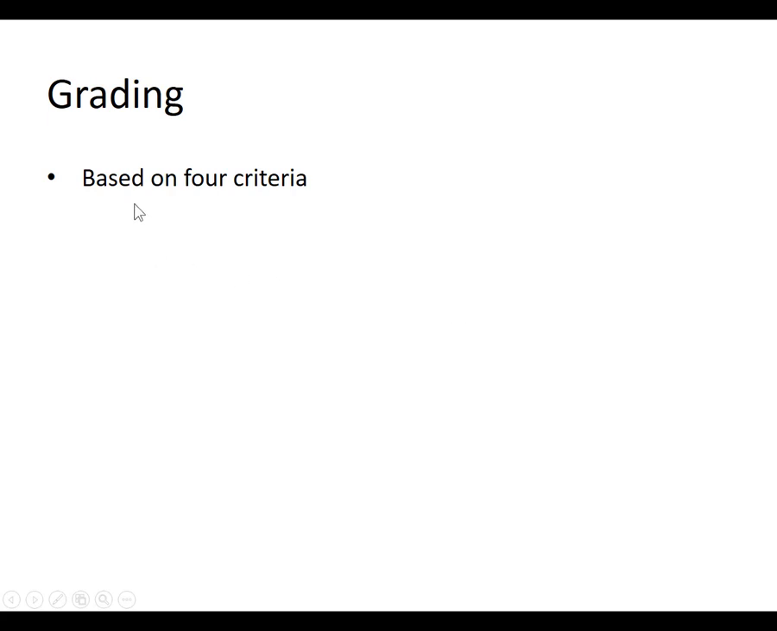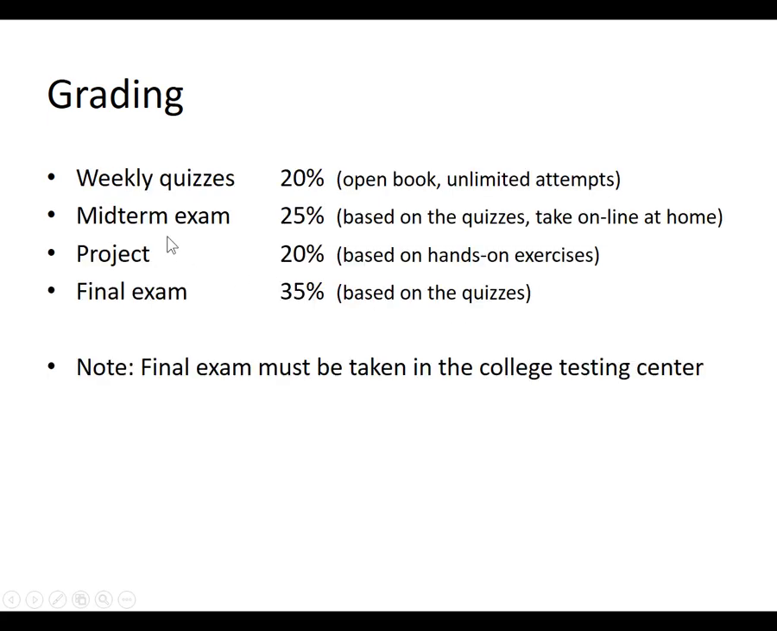Grading. Your grade is based on 4 criteria. The weekly quizzes altogether are 20% of your entire grade. The midterm, which is based on the weekly quiz questions, is 25% of the grade. It's taken online at home. The project is 20% of the grade. It's based upon the hands-on exercises. And the final exam is 35% of the grade.